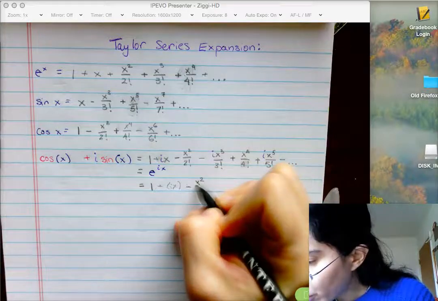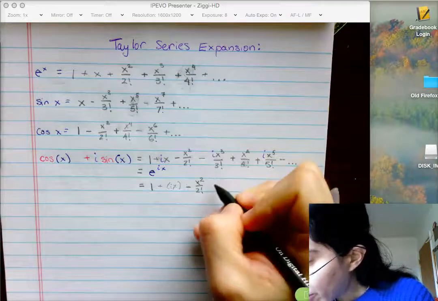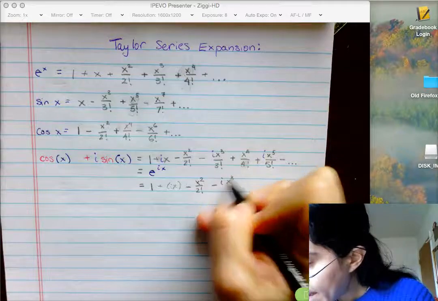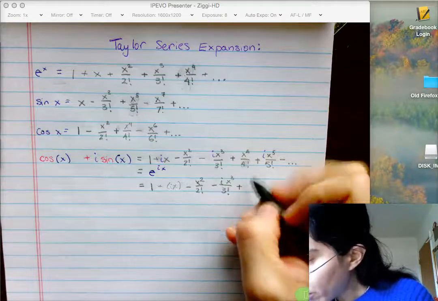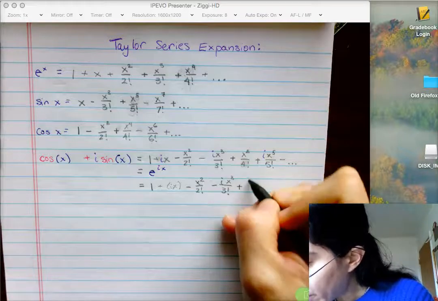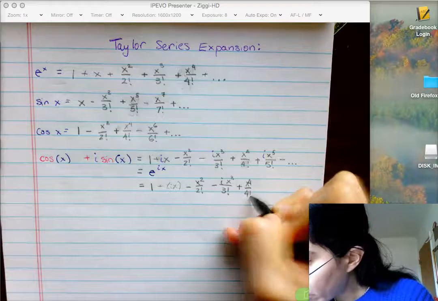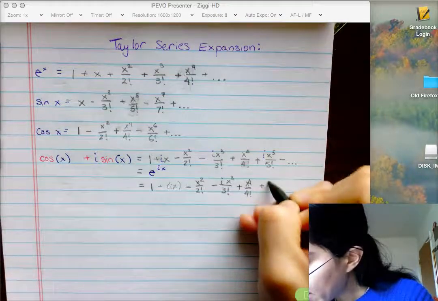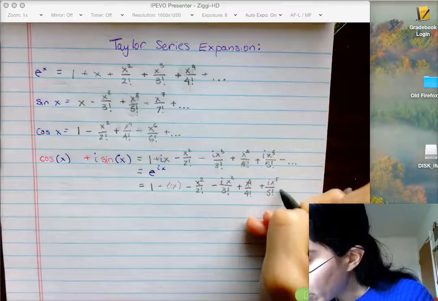X squared over 2 factorial. We have i to the 3rd, which is negative i, over 3 factorial. We have i to the 4th, which is just 1, x to the 4th over 4 factorial. i to the 5th, we're back around to i again, x to the 5th over 5 factorial, and so forth.